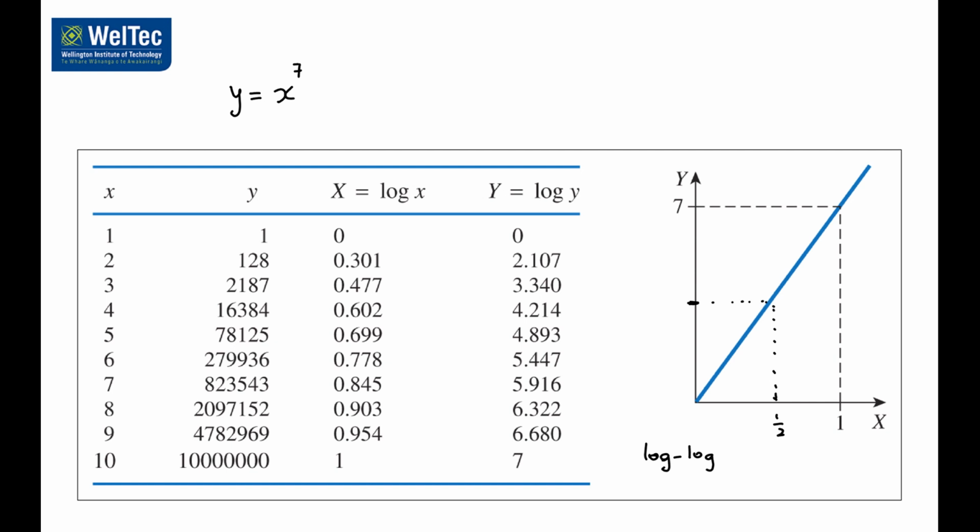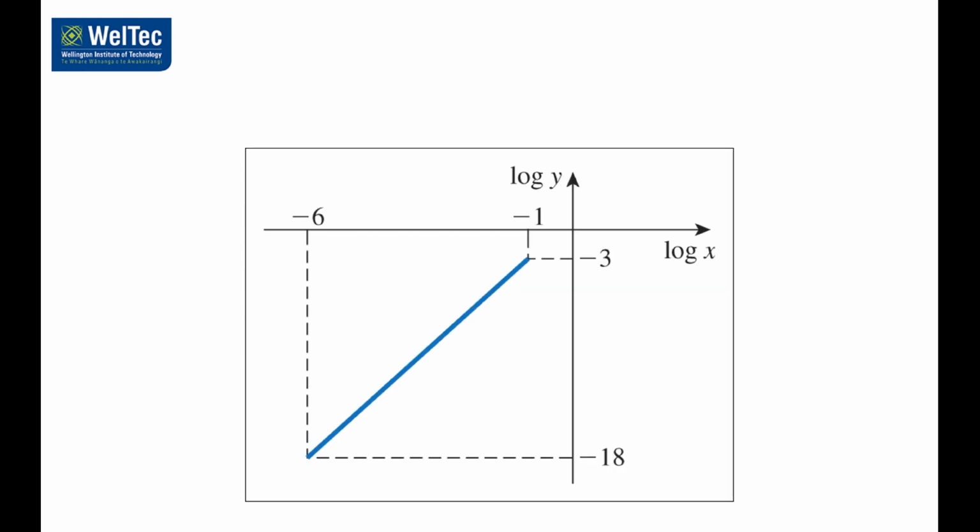So we've taken the log of x to give us this column, and we've taken the log of y to give us the right-hand column. Let's have a look at this in terms of working out what the equation might be. Now this graph has a gradient of negative 18 over negative 6. So it's got a gradient of 3.